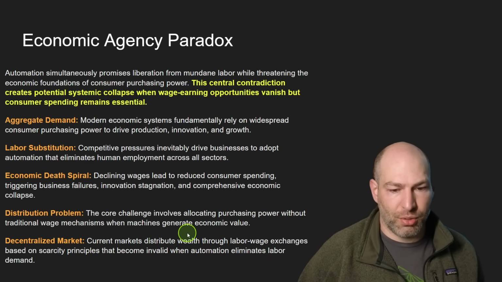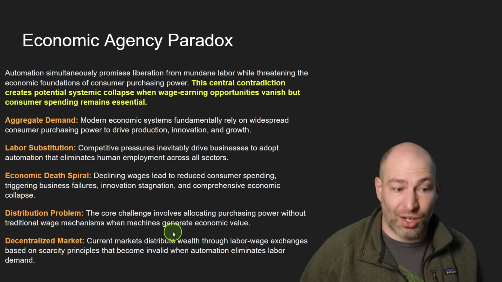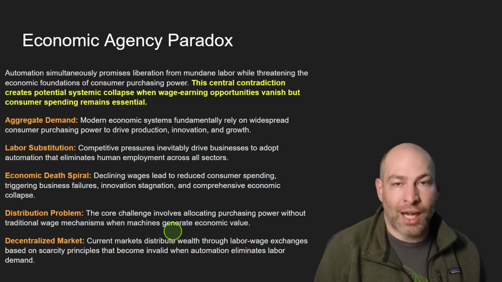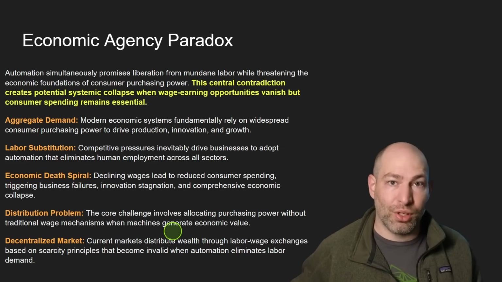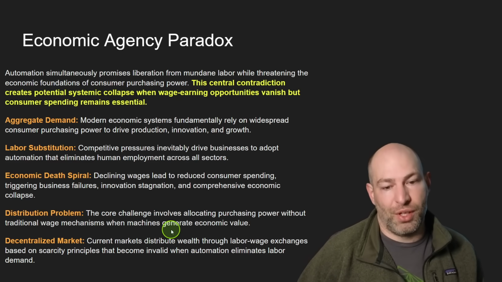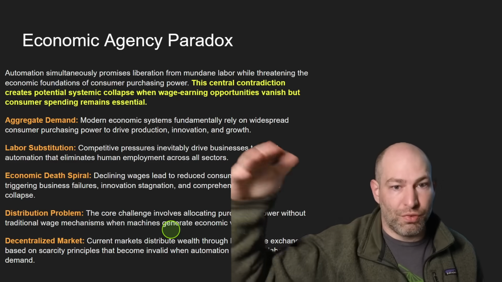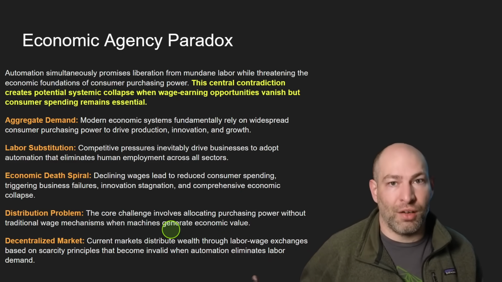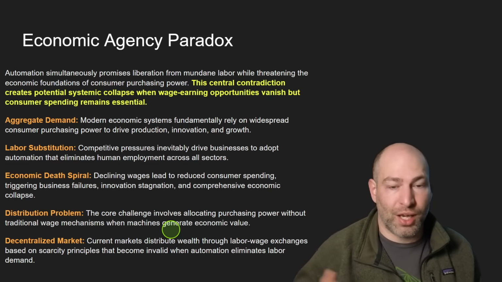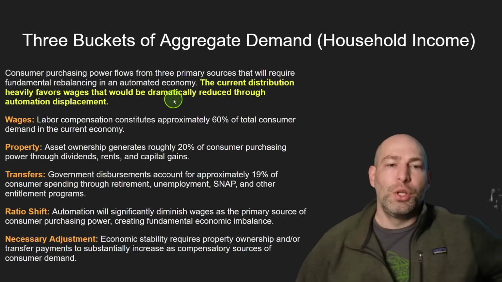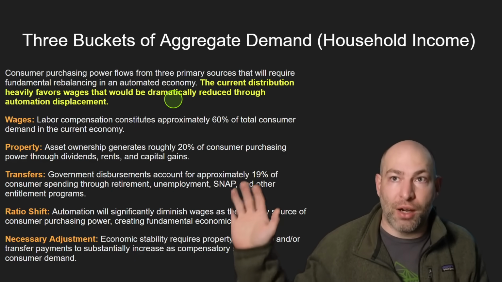Decentralized markets, current markets distribute wealth through labor wage exchanges based on scarcity principles that become invalid when automation eliminates labor demand, or basically eliminates labor scarcity. Economies are always based on optimizing around scarcity. Right now, human labor is actually the scarcest input to all economic activity. That's why the single biggest bucket that money goes into for building a house is labor. It's 30 to 40% of the cost of a house is the labor that went into it. That's more than any other single asset or resource, unless it's a house that sits on a really big piece of land.